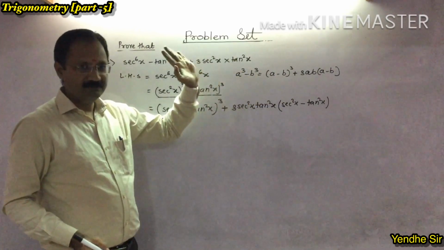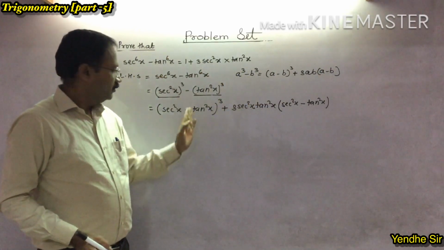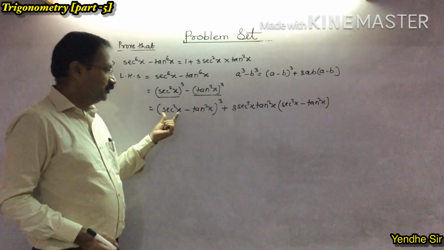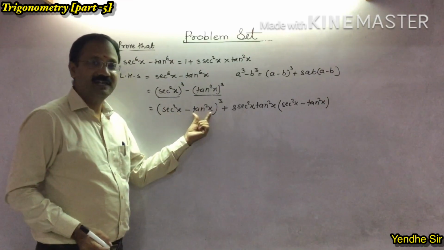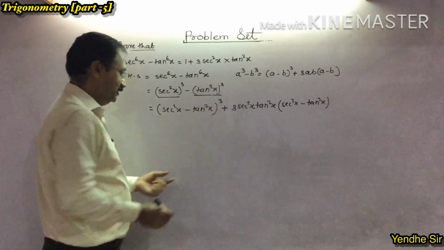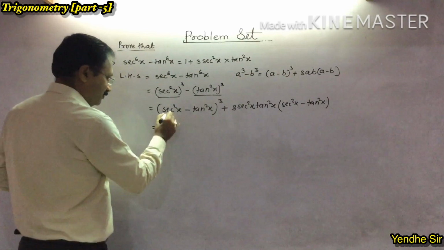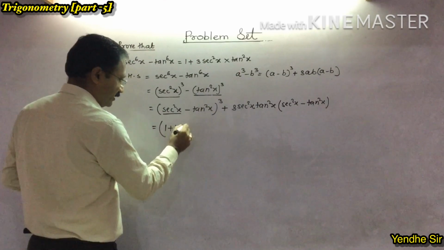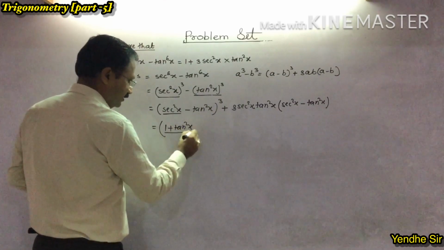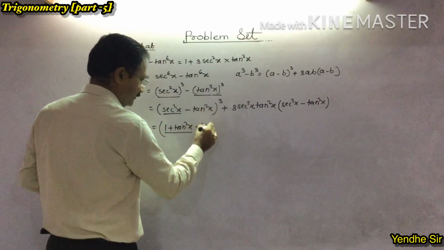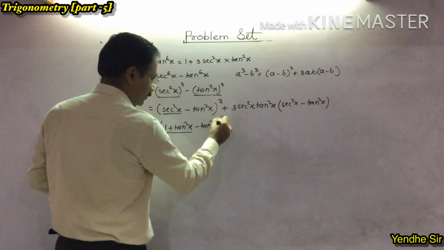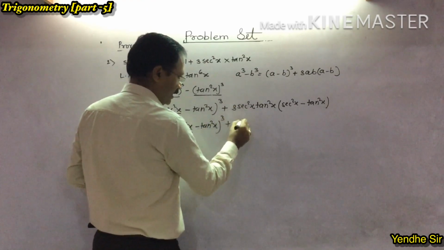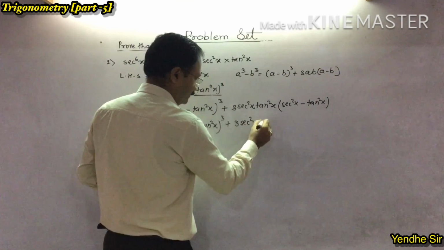Okay, now we know the relation between sec square x and tan square x. Yes, from the formula sec square x equal to 1 plus tan square x, I have written this one. It will be as it is, the whole cube. Plus this will be as it is because I need this one.